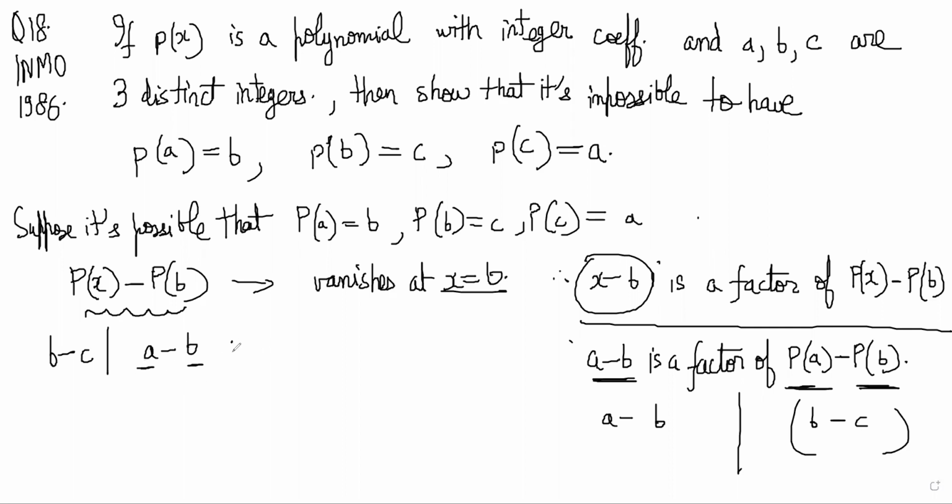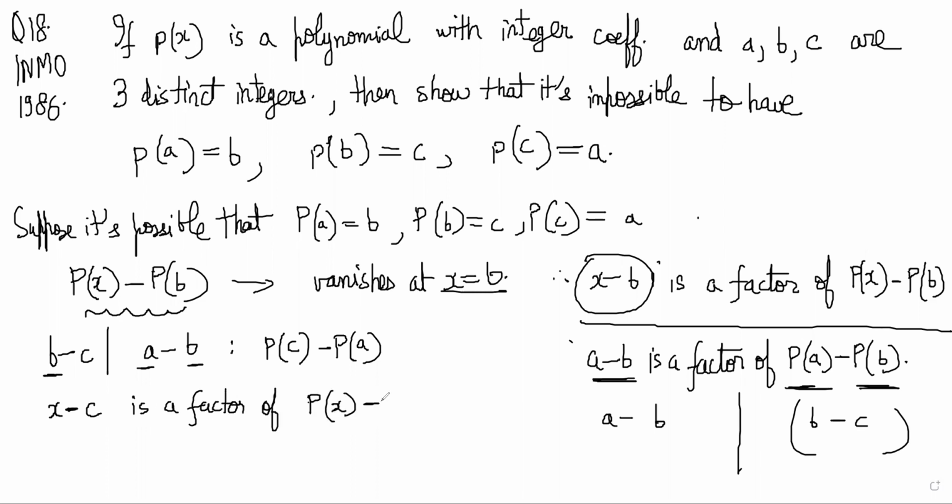I want to prove b minus c is a factor of a minus b. And what is a minus b for us? A minus b is the same as P(c) minus P(a), correct. So what I want to get is, b is actually a value that I put. So I can say x minus b is a factor of P(x) minus P(a), and I will put x equal to c. If I put x equal to c, I will get c minus b is a factor of P(c) minus P(a), and P(c) is equal to a, and P(b) is equal to c.